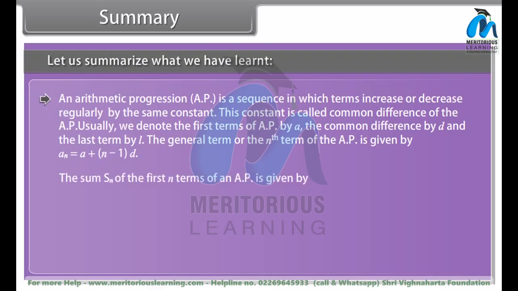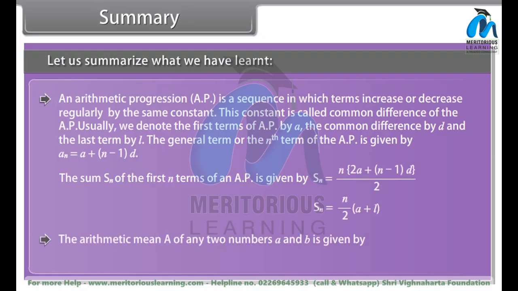the sum Sn of the first n terms of an AP is given by this. The arithmetic mean capital A of any two numbers A and B is given by this. That is, the sequence A, capital A, B is an AP.